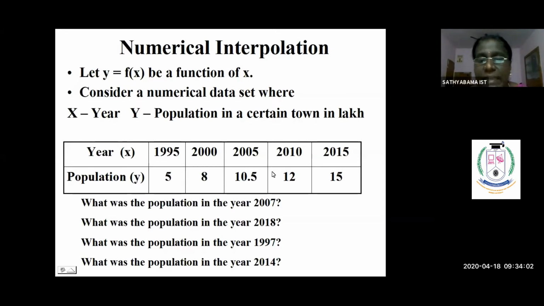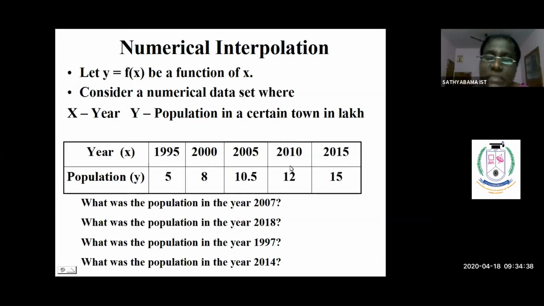So in that case, I can use interpolation. Interpolation is a process of calculating the value of y for the given x, where x and y are related such that y is equal to f of x, and 2007 lies inside your data set. So this process is called interpolation, and since we are using numbers, we call this numerical interpolation.